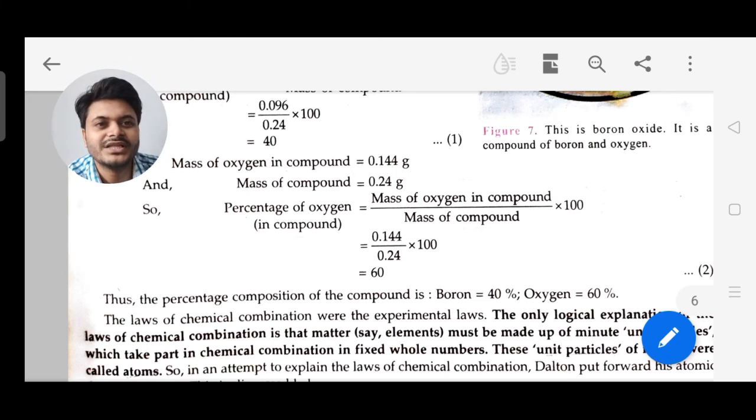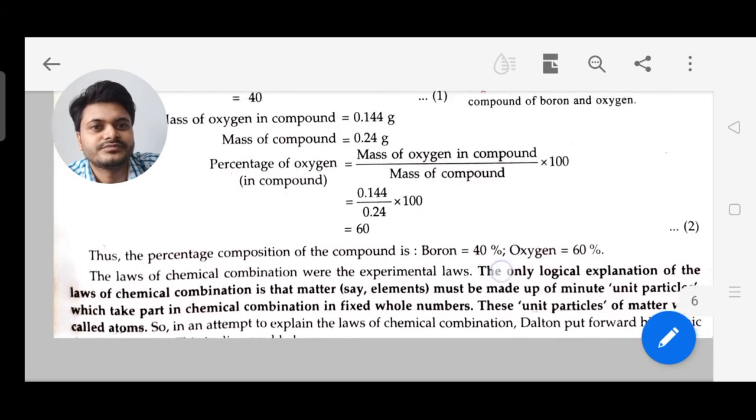So then we can see that the mass of oxygen in compound is 0.144 gram and mass of compound is 0.24 gram. Then from the formula, percentage of oxygen in compound is equal to mass of oxygen in compound by mass of compound into 100, that is equal to 0.144 by 0.24 into 100 is equal to 60. Okay, thus the percentage composition of the compound is boron equal to 40% and oxygen equal to 60%.